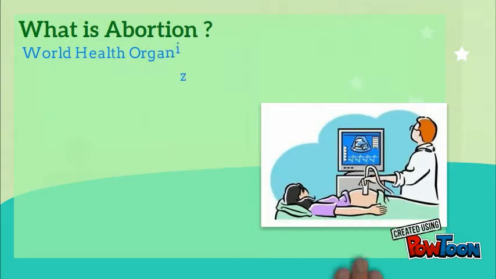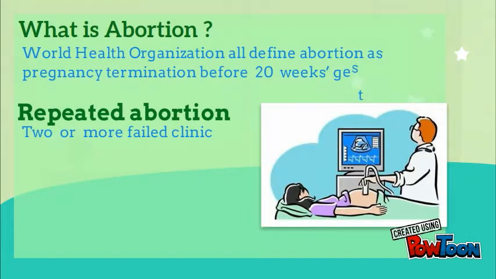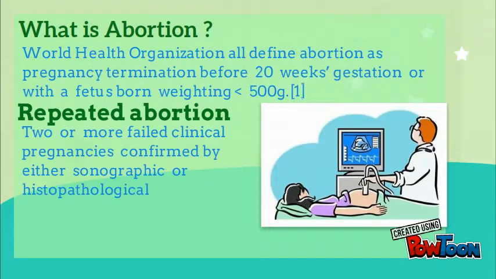Abortion. The World Health Organization defines abortion as a pregnancy termination before 20 weeks gestation or with a fetus born weighing less than 500 grams. Repeated abortions: 2 or more failed clinical pregnancies confirmed by either sonographic or histopathological examination.